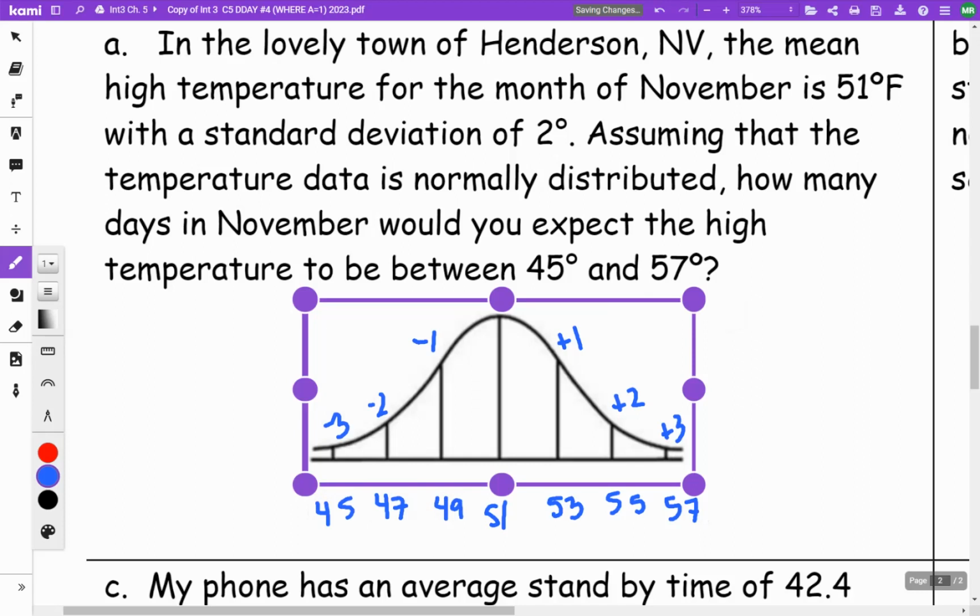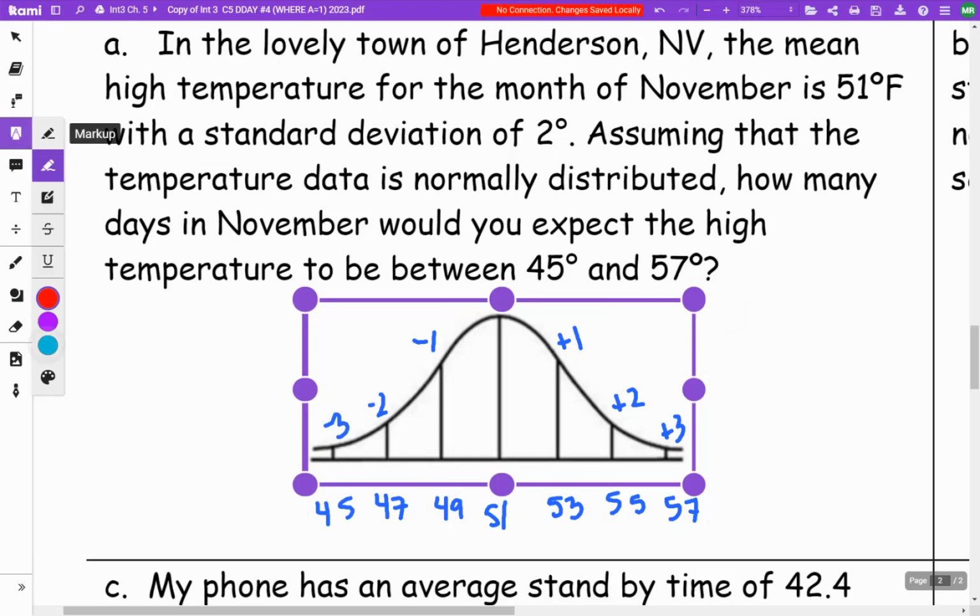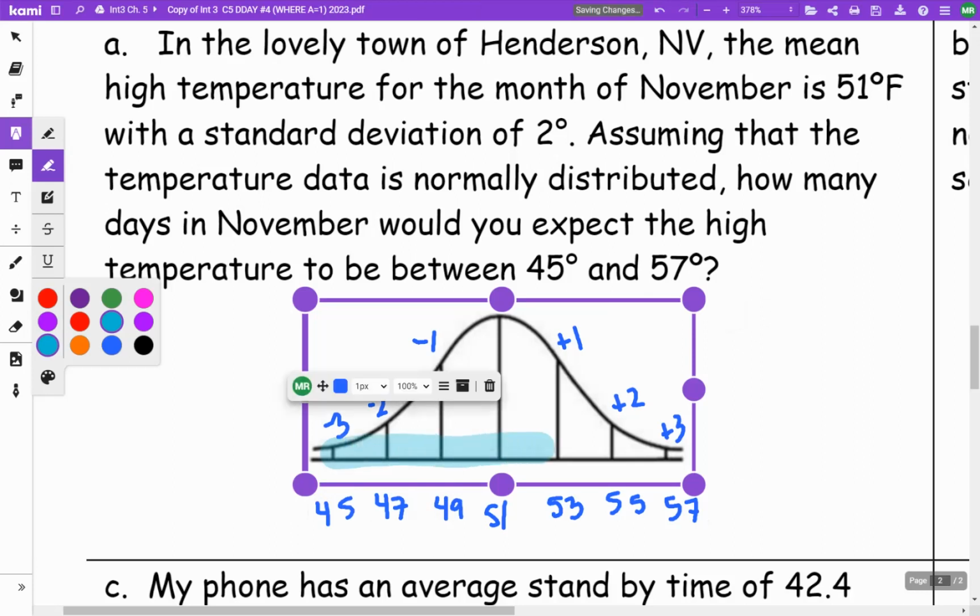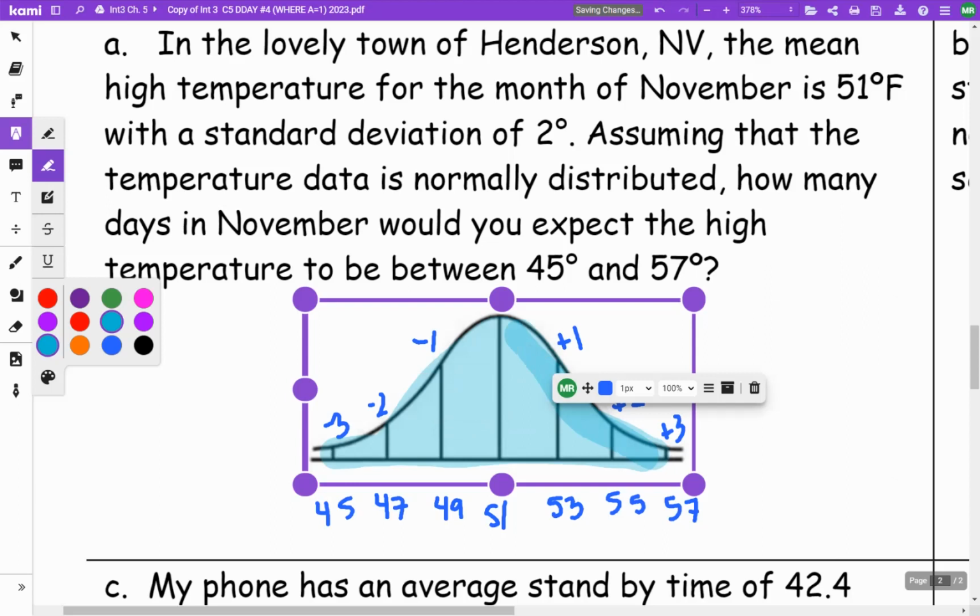Now they want it to be between 45. How many days, if this is normally distributed data, would you expect the high temperature to be between 45 and 57? So between 45 and 57. So basically it's going from -3 as a z-score to +3 as a z-score.